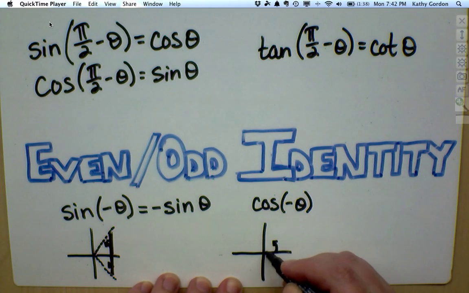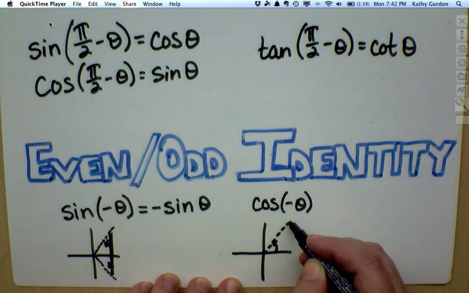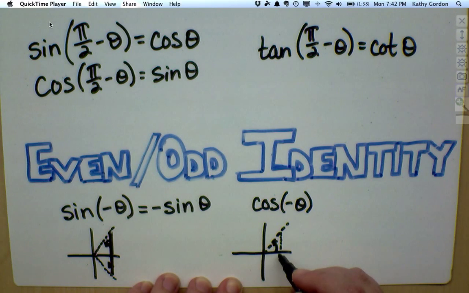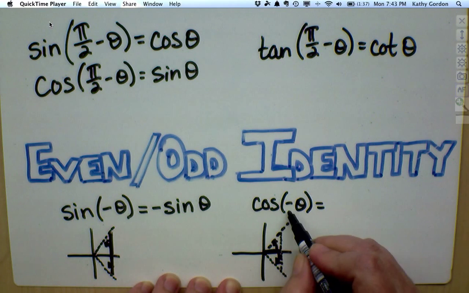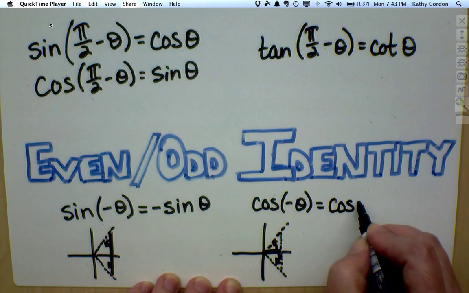going up a positive angle means that when I draw my triangle, this is the cosine. Now if I do the same as a negative angle and draw my triangle, it is still the same exact value for cosine. It didn't go negative, it's still the same positive cosine value that we had when it was a positive theta. So taking the cosine of negative theta is just the same as cosine theta.